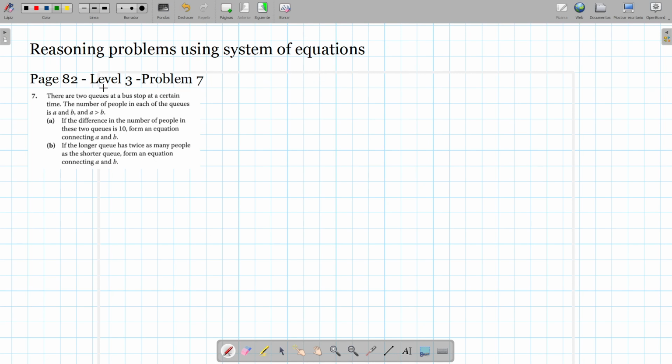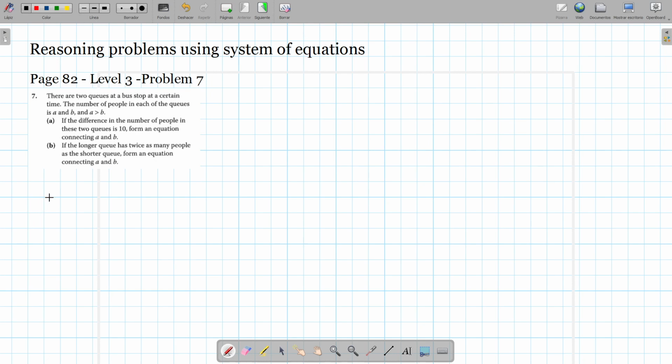My recommendation as a teacher for all students is to first read the problem carefully so we can work properly. This is problem number 7, level 3, on page 82 of the student book. It says like this: there are two queues at a bus stop at a certain time. The number of people in each of the queues are A and B, and A is greater than B.